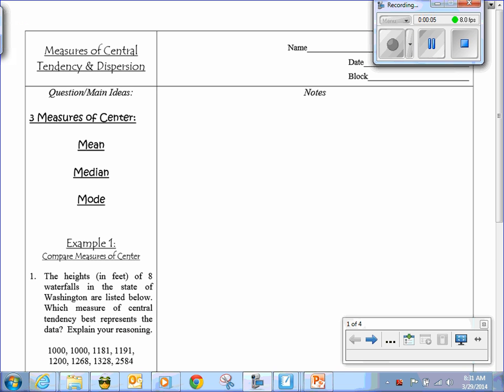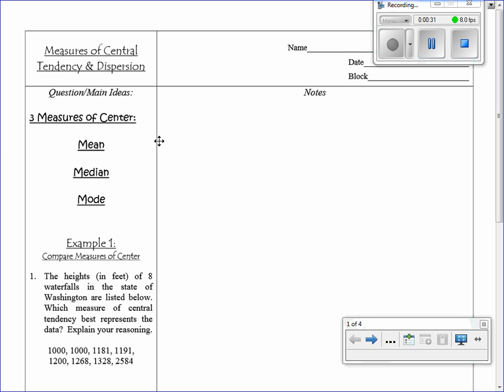Today we're going to talk about several different things dealing with central tendency. Some of these things are 7th grade objectives, some are 8th grade objectives, but really it's a review that you need to know before we move into the algebra information of statistics that we're getting ready to go into. So, first of all, 3 measures of center.